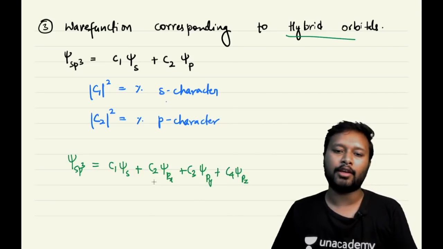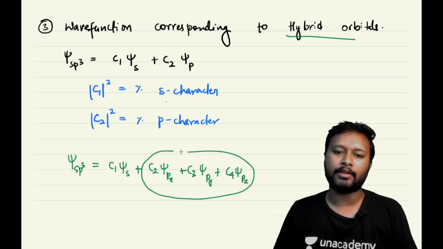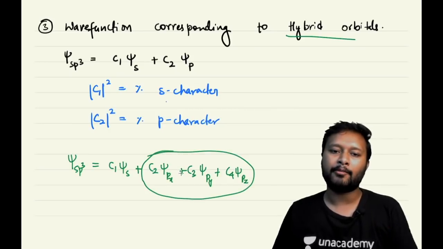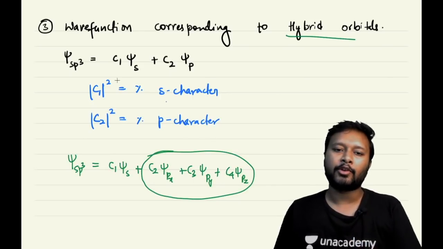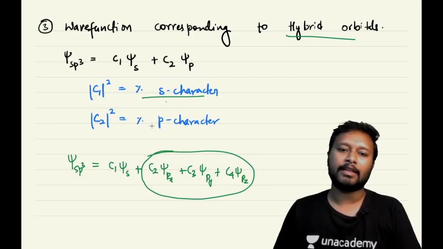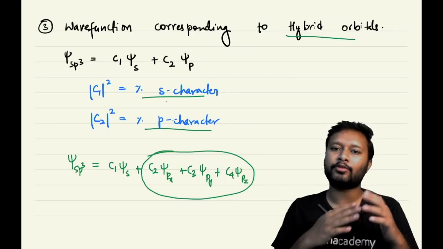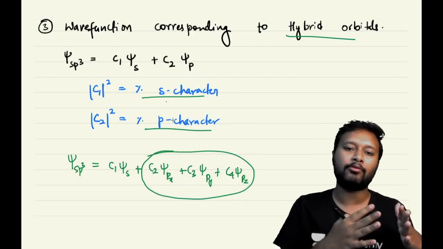So it doesn't matter. Overall their sum will be considered as c1 square plus c2 square plus c3 square plus c4 square for the p character. Let's look at this first: the square of the coefficient of phi s is going to give you the percentage s character, and the square of the coefficient of phi p is going to give you the p character.